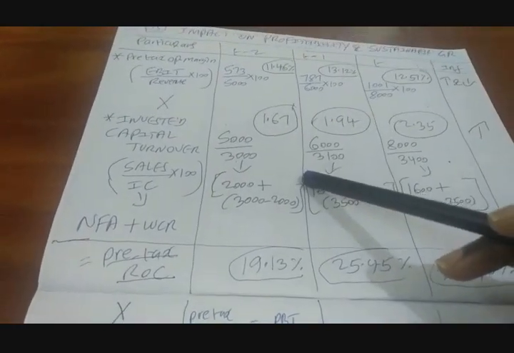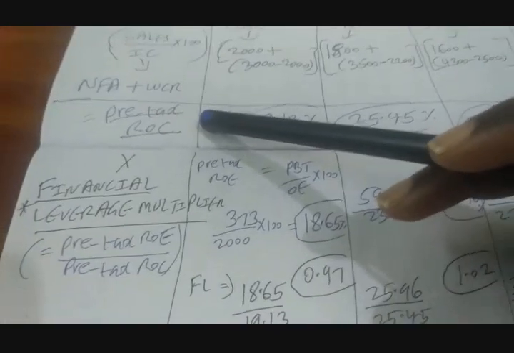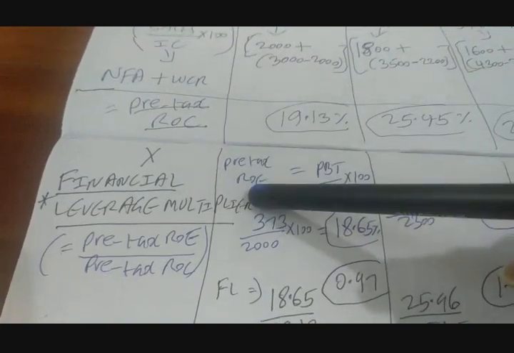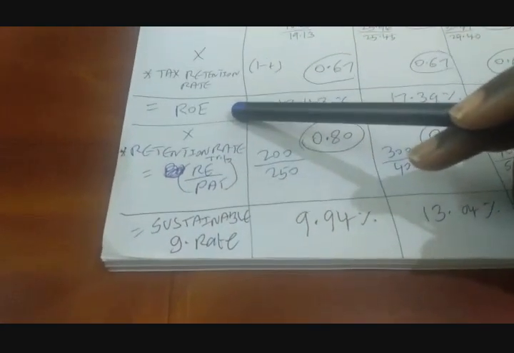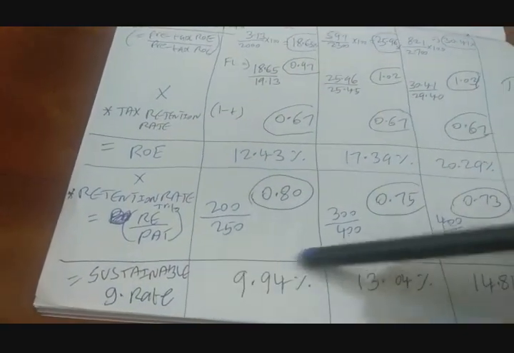Whereas in invested capital turnover, we are talking about direct association of working capital. And then we have found out pre-tax ROC. We multiplied that with financial leverage multiplier and tax retention rate in order to find out ROE. And then we multiplied ROE with our retention rate in order to find out what is our sustainable growth rate.